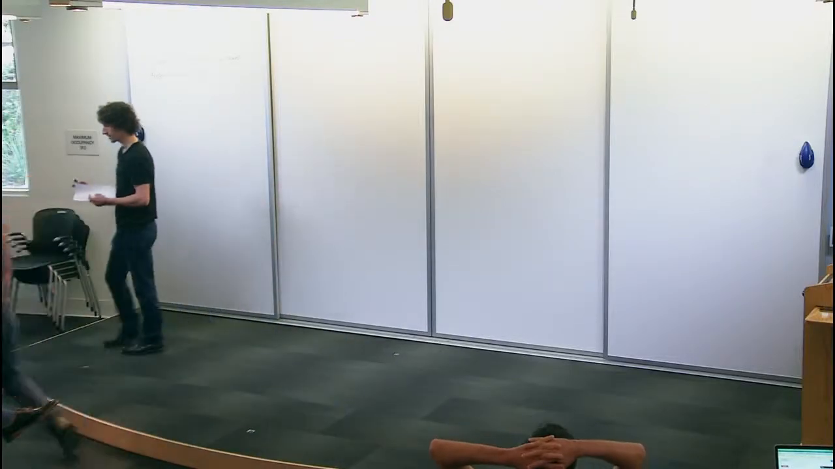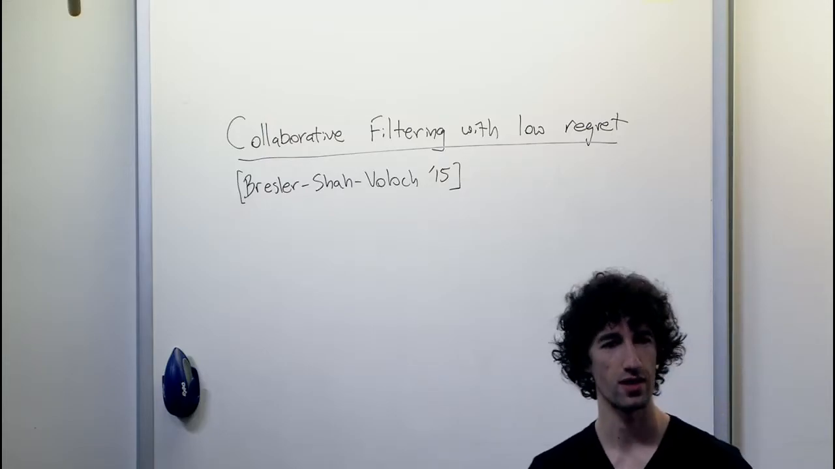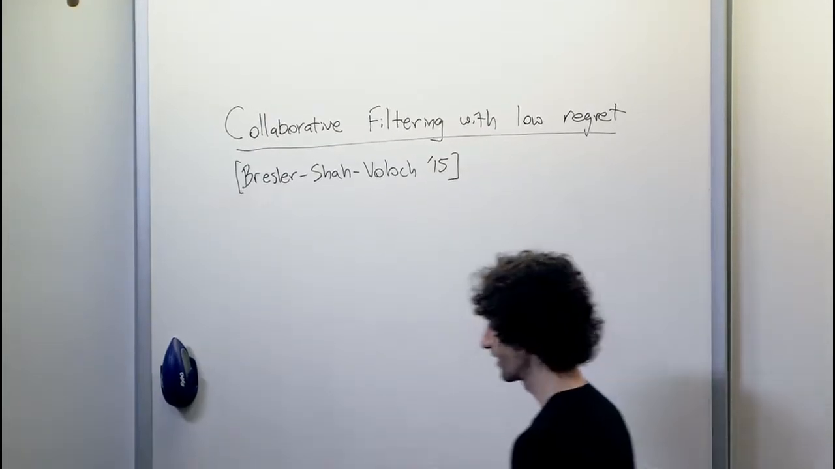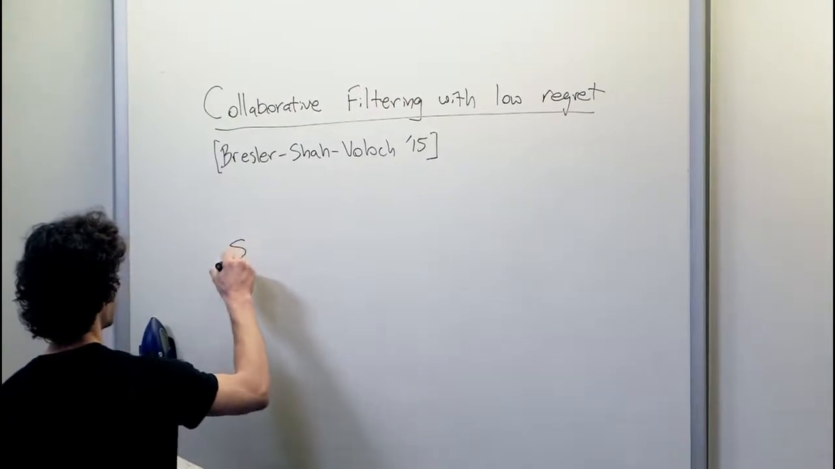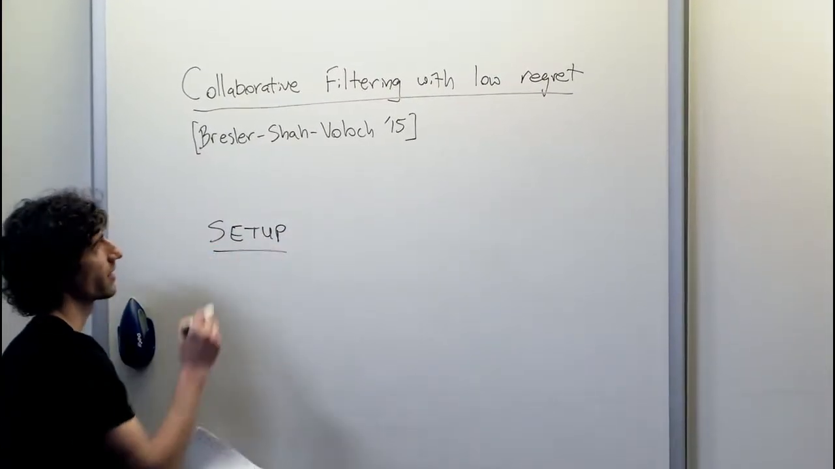Yeah, so this isn't going to be exactly a continuation of yesterday's talk. I'm going to just go over the parts of yesterday's talk that you may have seen really fast, and then hopefully move on. All right. Okay, so the title of the talk is Collaborative Filtering with Low Regret.